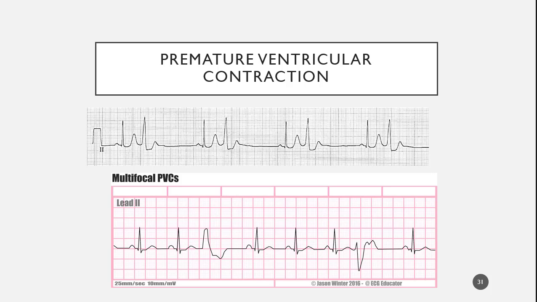This is what you would call multifocal PVCs. Why? Because this PVC, even though we know it's a PVC because number one, it's early, it's wide, and we have a compensatory pause, is different from this PVC even though it's early, it's wide, and we have a compensatory pause. We know that it's coming from various spots in the heart.